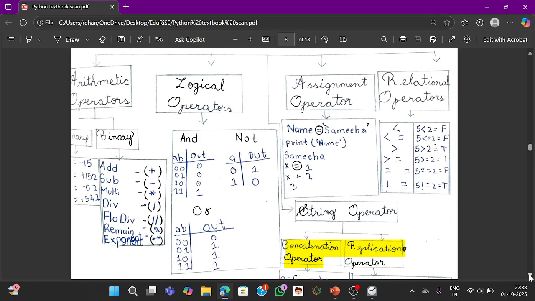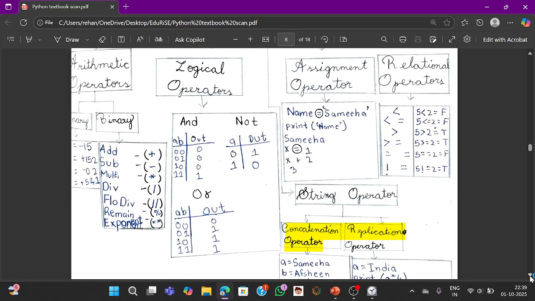In the previous video, that is day 2 challenge, we have already talked about arithmetic operator, unary, binary. We have also talked about string operators, that is concatenation operator and replication. We have also talked about assignment operator in the previous class. So we are going to start with relational operator and logical operator in today's class, right?